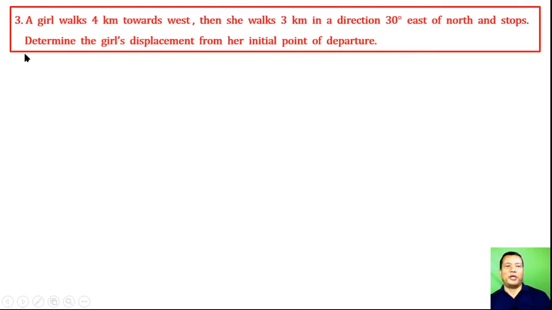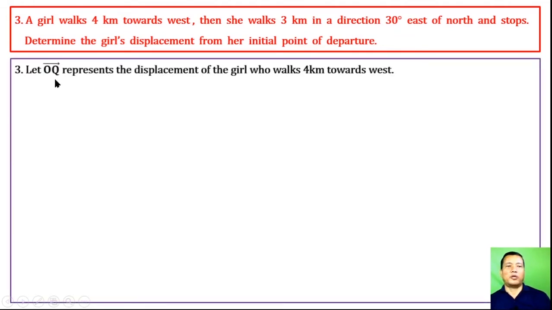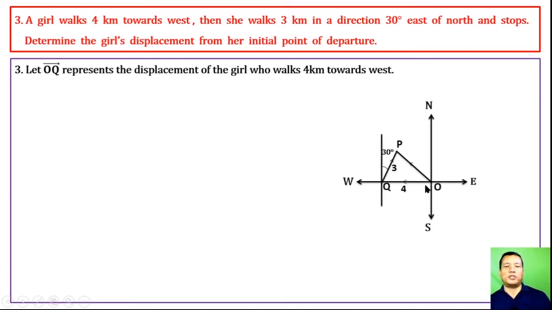Question number 3. A girl walks 4 km towards west. Then she walks 3 km in a direction 30 degrees east of north and stops. Determine the girl's displacement from her initial point of departure. Let OQ represents the displacement of the girl who walks 4 km towards west. OQ ashin nupi macha aduna west from the 4 km satpagi displacement to Mount Silasi.